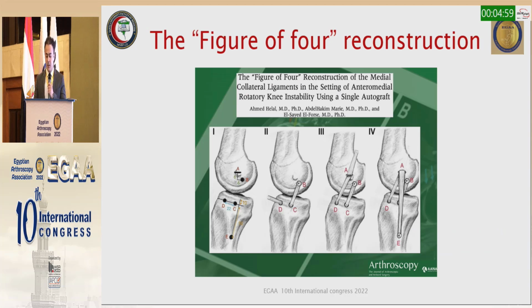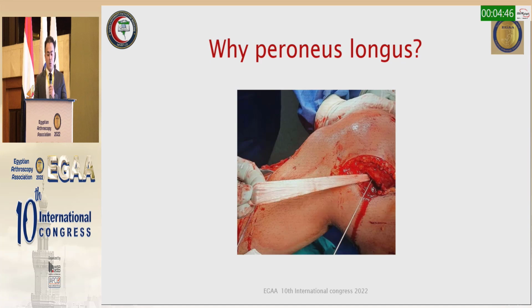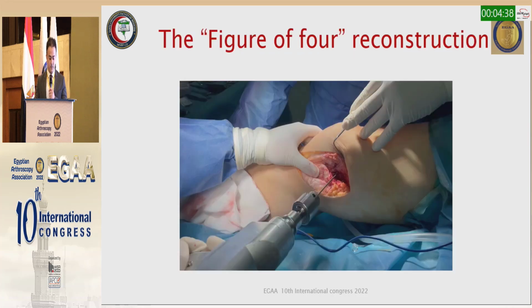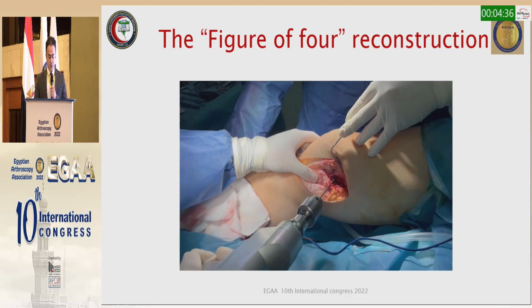Based on the previous data, we described our technique in reconstructing both the superficial and deep MCL components using a single peroneus autograft, which was recently published in Arthroscopy Techniques. Why peroneus longus? We prefer to use the peroneus longus in the MCL reconstruction due to its flat proximal end, which mimics the native ligament. And this is a small video for our technique.